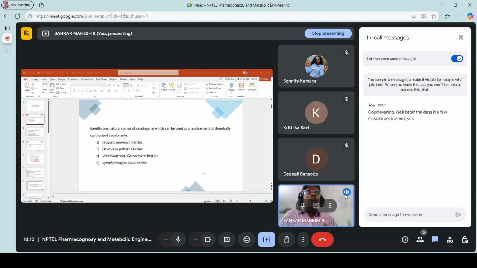Okay. Does anyone want to try? Sonita, Kritika, or Dipali? Does anyone here know what secologanin is?